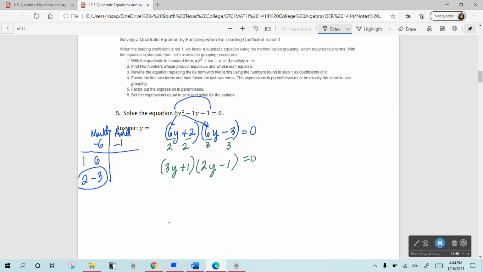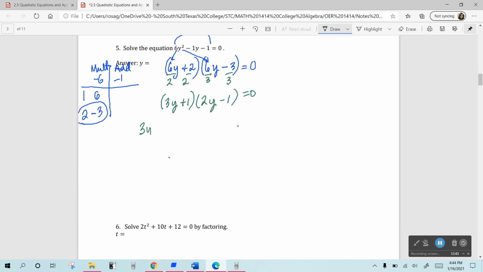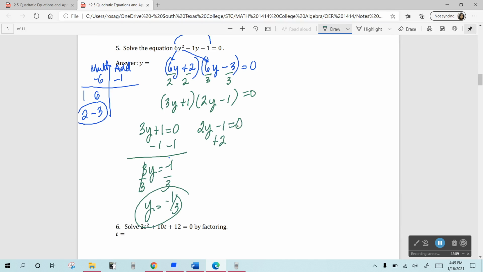And this is your factored form. And then you can solve from there. And then I am just solving for the numbers. So like I'm going to do plus 1 on both sides, and then divide by 2. So y equals 1/2. So my answers are these two.